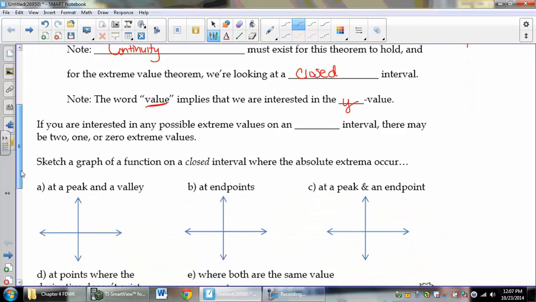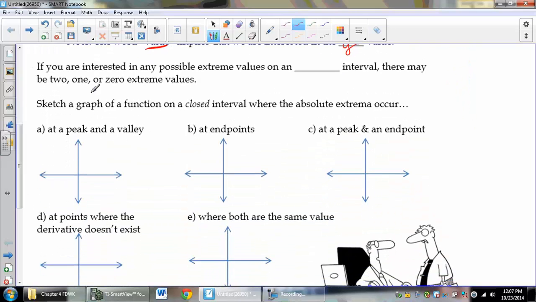Now, the extreme value theorem holds for continuous functions on closed intervals, but I can also look at extreme values on an open interval. It's just not guaranteed to have a highest and a lowest. So if I look for possible extreme values on an open interval, there might be 2, 1, or 0 extreme values. I might have a highest but no lowest, or a lowest but no highest, or one of each, or none. We're going to look at some graphs that do that down here.